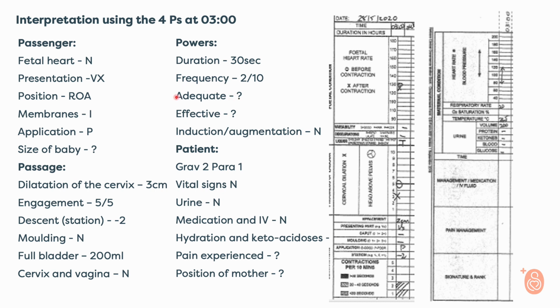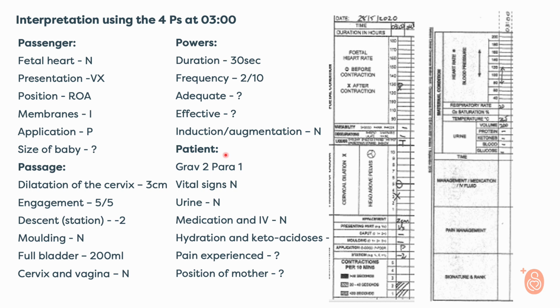Now, like in the previous interpretation, the patient is in the very beginning of the latent phase of labor. So I think it's quite adequate, and the effectiveness we still need to determine, but I think it's quite adequate for contractions in the early stage of labor to be 2 in 10 minutes and 30 seconds long. We would expect them to become longer and the frequency to become more. But at this stage, we are not 100% sure whether they are effective or not.